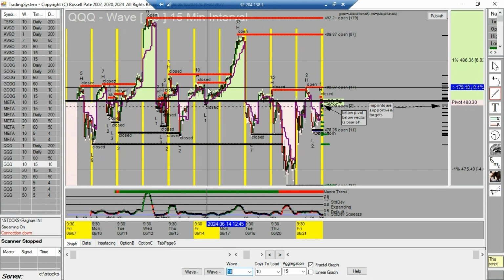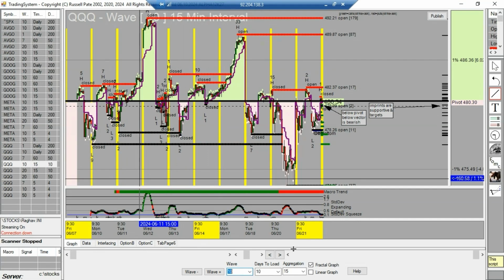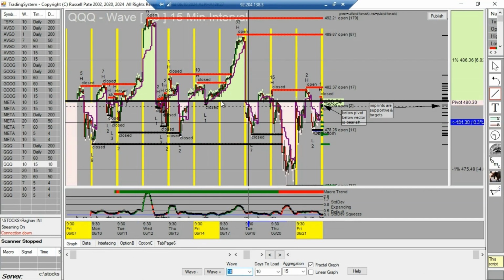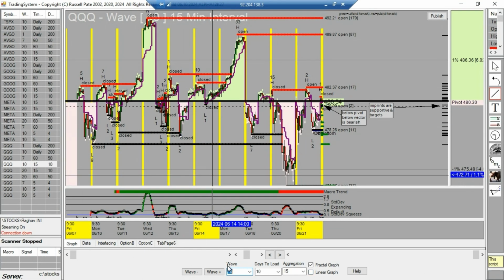Okay, first of all, I'm going to be explaining how you need to mess with this chart, and then I'll be explaining how you need to read this chart. So first of all, if you want to change the settings of this chart, you are given these three tools: wave, days to load, aggregations. The aggregations are basically time frames. We have the daily, 60-minute, 30-minute, 15-minute, 5-minute, 1 minute time frame.